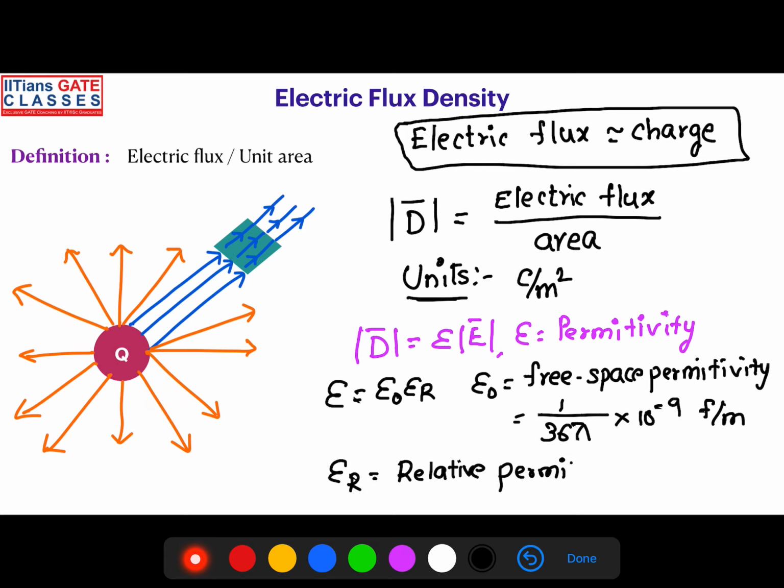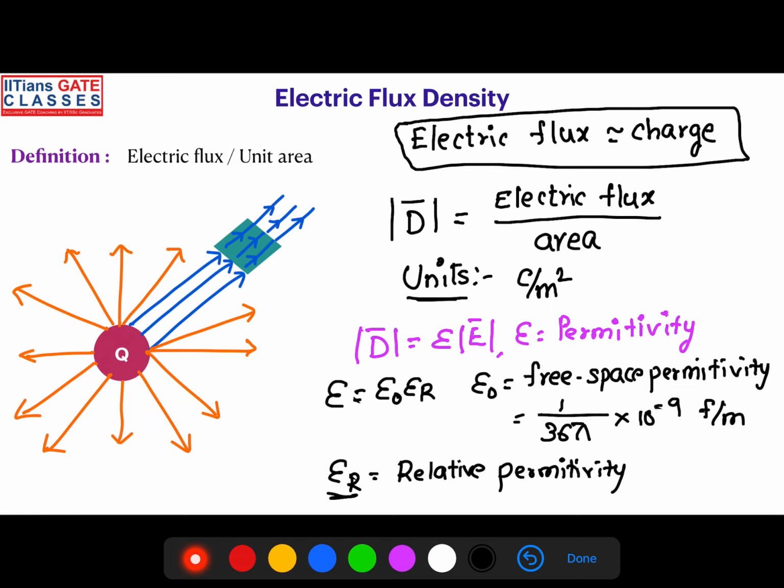So what does relative permittivity actually define? It is basically a constant. For free space, the relative permittivity is 1. If you go for other dielectric media, the relative permittivity will be quite more than 1. So from one medium to another medium, the relative permittivity changes.